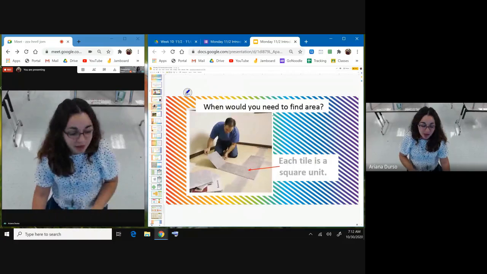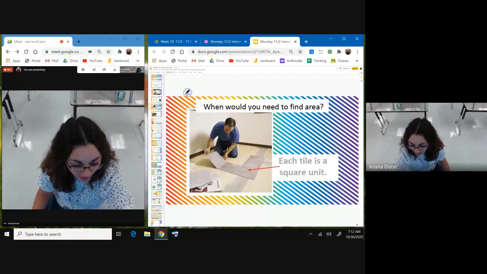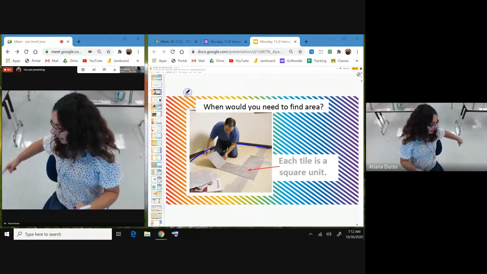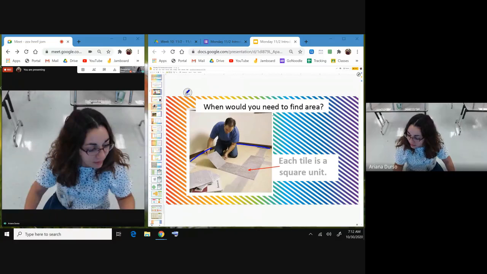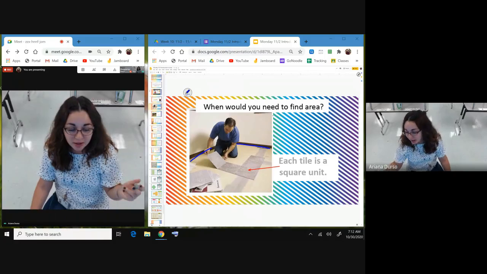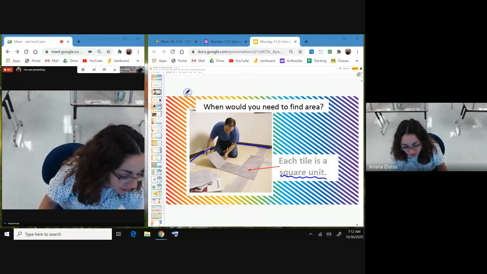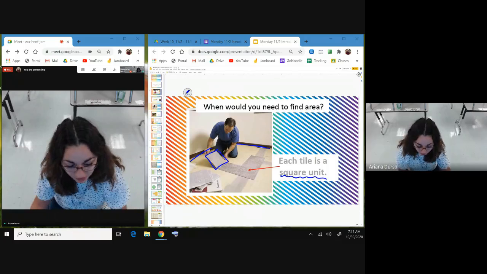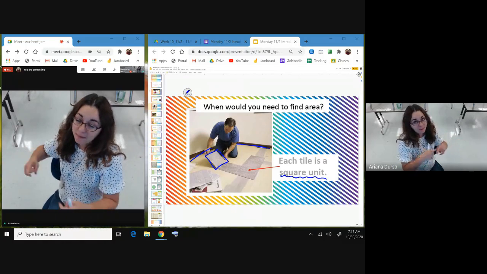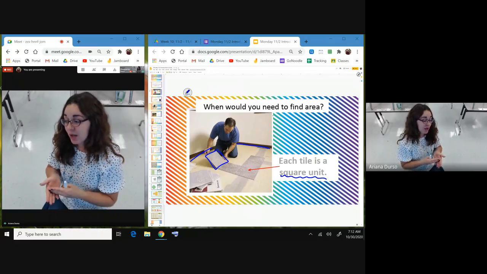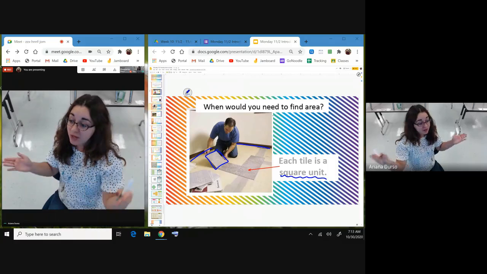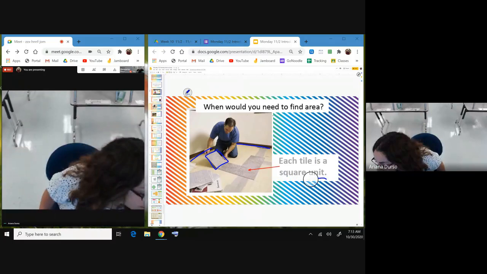When would you need to find area? You might need to find area if you were laying tile in a room. If you look at our classroom, it's covered in these square pieces. These square pieces are called tiles. And when we are talking about area, we say that each tile is a square unit. Notice that the tiles that he's holding are squares, and if you look at our floor, these tiles are squares also. So when we measure the amount of space inside of a shape, we say it is 12 square units, or however many squares it takes to fill the space.